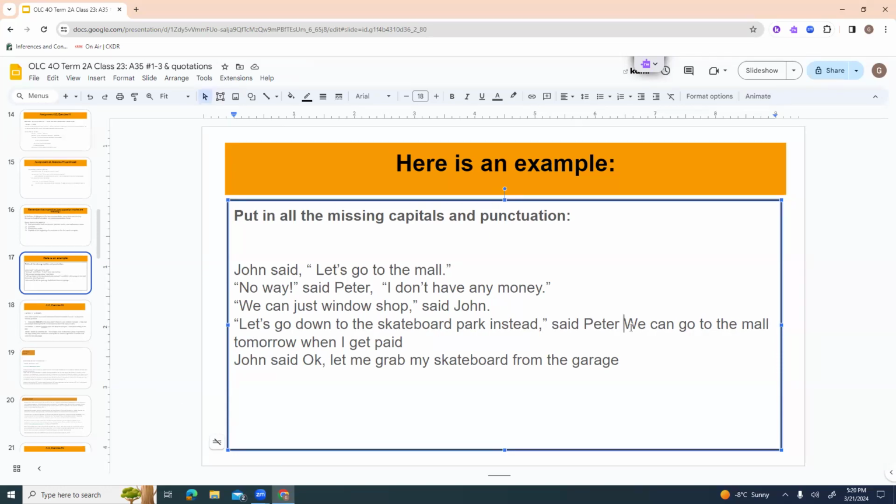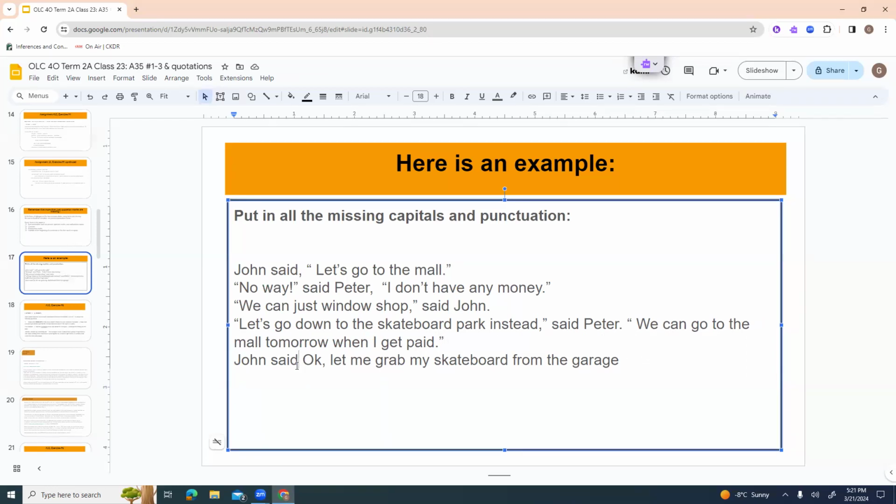Now, because they put a capital here, I'm going to assume that this is the end of this and this is a new one. You could treat it as one in the middle. There is some room for interpretation. So if I think something is ambiguous and can be done two ways, then it's fine. I will accept either way. I'm going to put my period here to show the sentence is done, double duty, and my quotation marks outside of the period. And then last one, John said, okay, let me grab my skateboard from the garage.